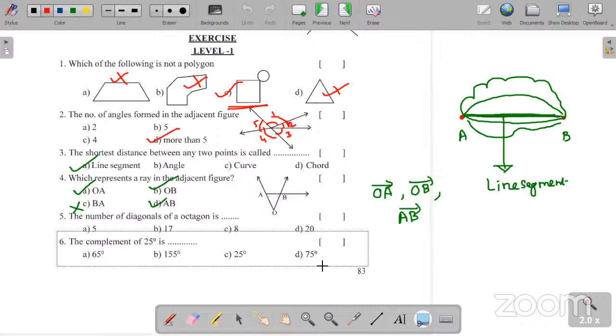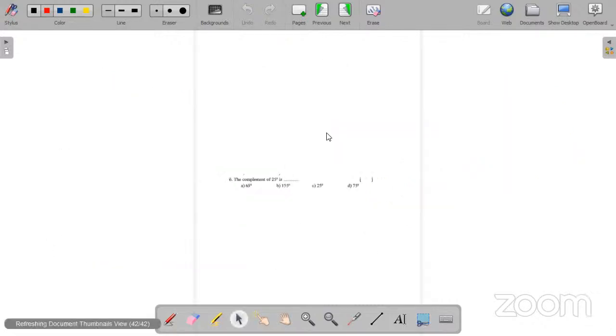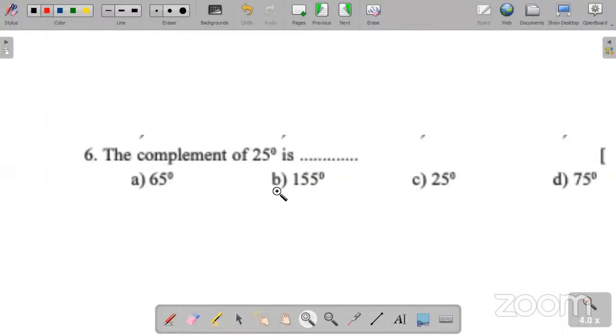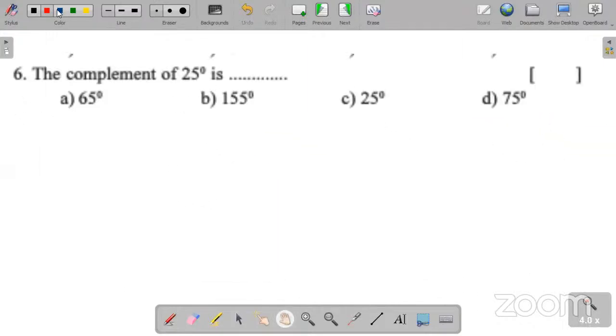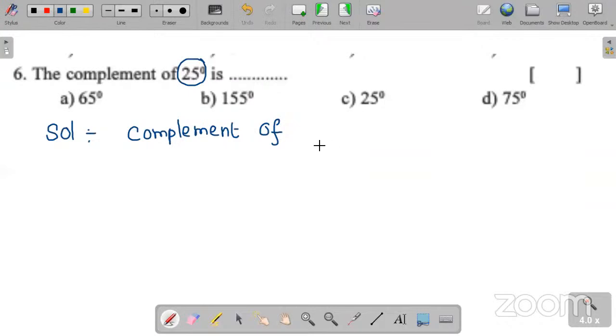This is a very simple problem. You need to find out the complement of 25 degrees. See the solution. We already had a discussion on the complement of an angle; otherwise you can watch the previous video on the Akshara YouTube channel. The complement of x degrees is equal to 90 degrees minus x degrees. So therefore, the complement of 25.